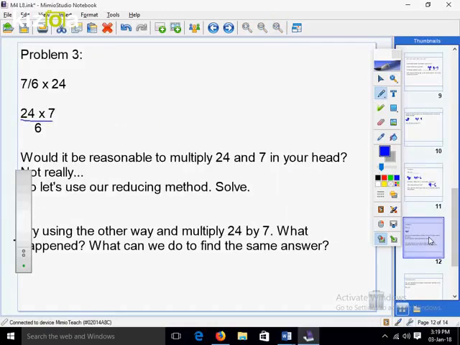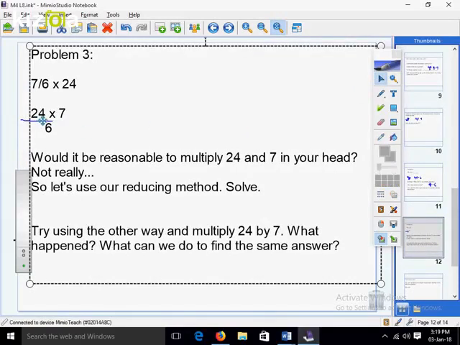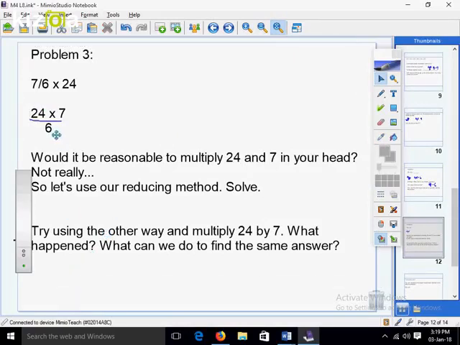All right. I'm not going to go through this, but I'm just going to talk about it. If I wanted to do 7/6 times 24, okay? So I'm going to go ahead and put my 24 on top times 7 all over 6. Would it make sense to multiply 24 times 7 in your head? No, not really. You can do it, but there is another way, right? So if I look at 6 and 7, no, they can't go into each other. But I do know that 6 and 24 can be reduced, okay? So you should take 24 and 6, reduce those, multiply, you get your answer.